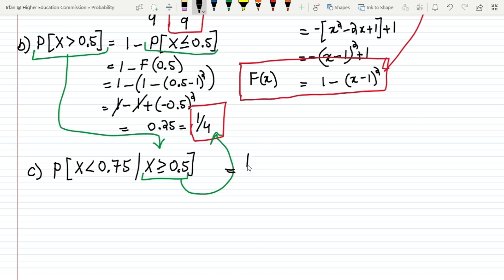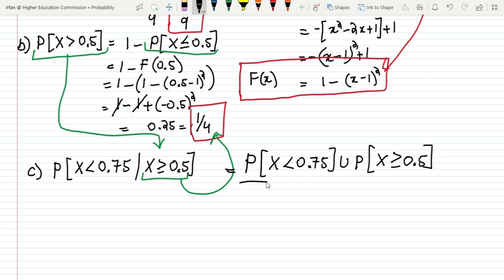So, now proceeding towards this one, what I can use here is the conditional probability. In order to do so, I will have these two functions: x is less than 0.75, and the union of the probability that x is greater or equal to 0.5, dividing it over the given probability, which is the probability that x is greater or equal to 0.5. Okay, so I hope this point is now clear.